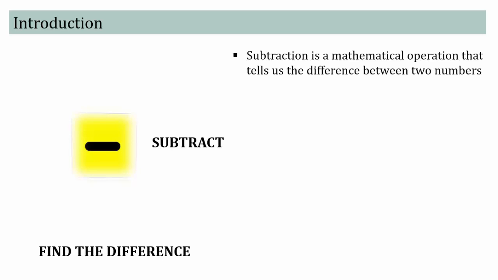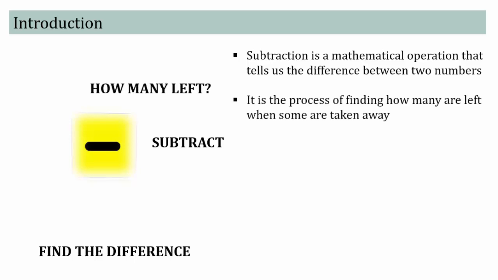Introduction. Subtraction is a mathematical operation that tells us the difference between two numbers. It is the process of finding how many are left when some are taken away. Subtraction is the opposite operation of addition.